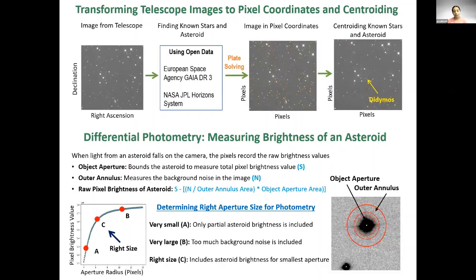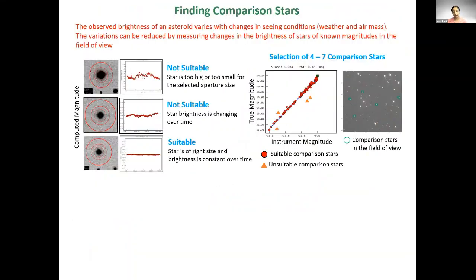First, I found all known stars and known asteroids in my image. Then, to find the magnitude of the asteroid Didymos, I created a circle around it and measured the brightness of all the pixels inside the circle to find the asteroid's brightness. I also subtracted the background noise.